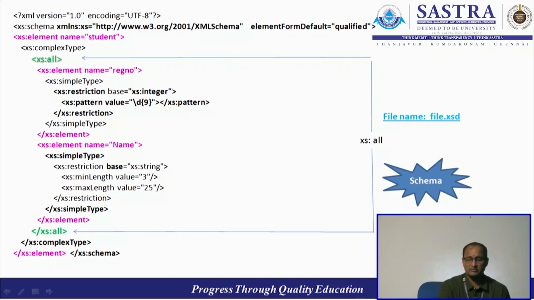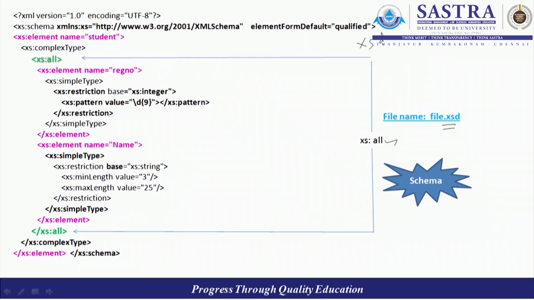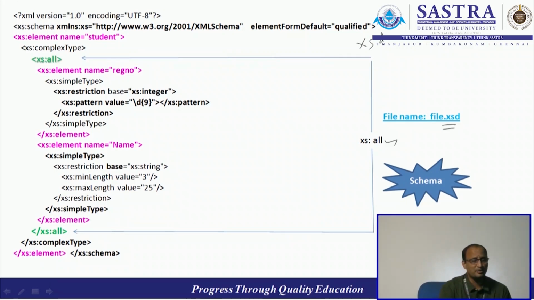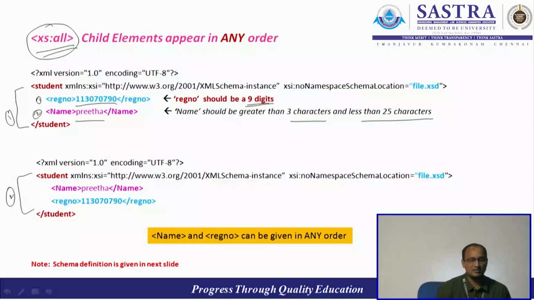I can show you. This is the XML schema. xs:all has been taken here. The file name should be saved with the .xsd. Please remember this always. This is not DTD. It is schema definition. So XML schema definition, which is abbreviated as XSD.